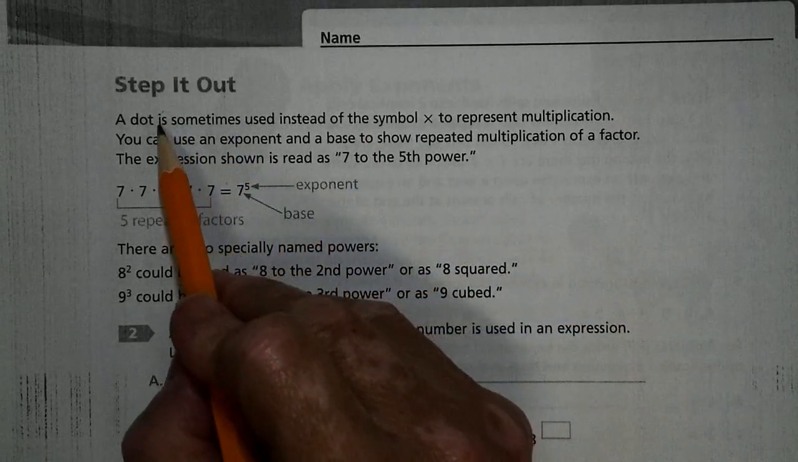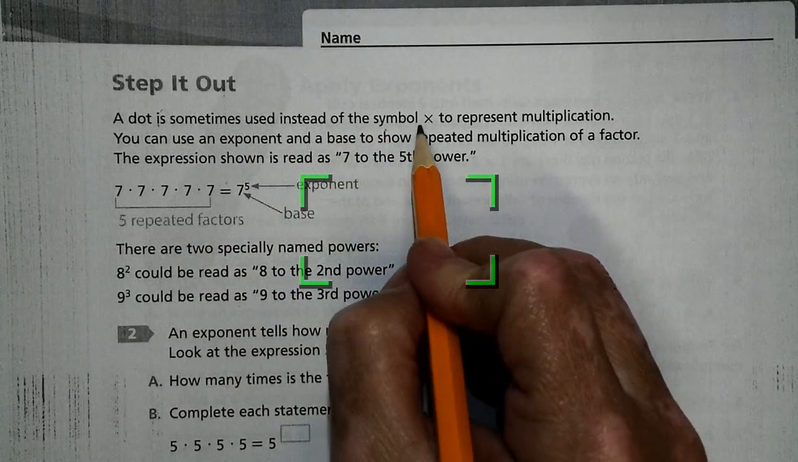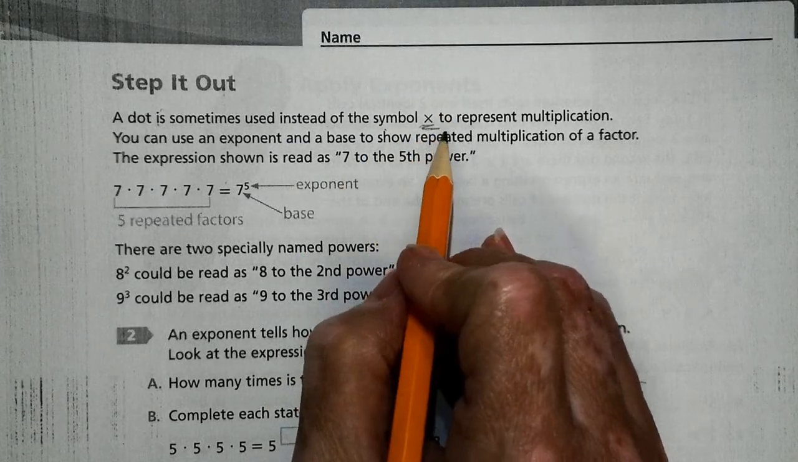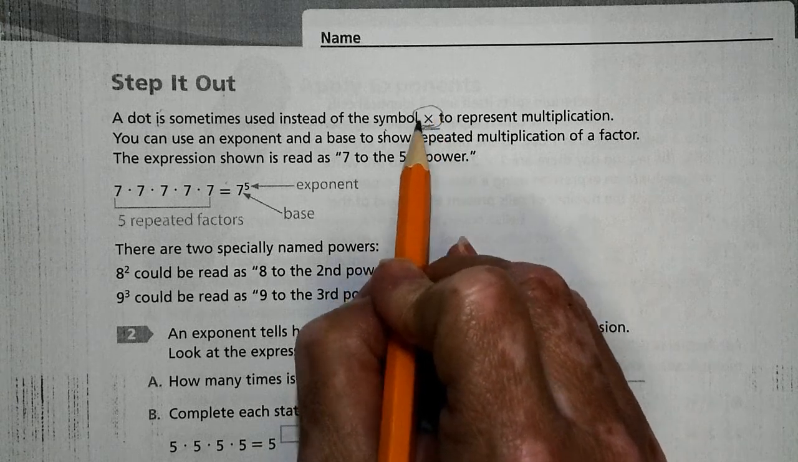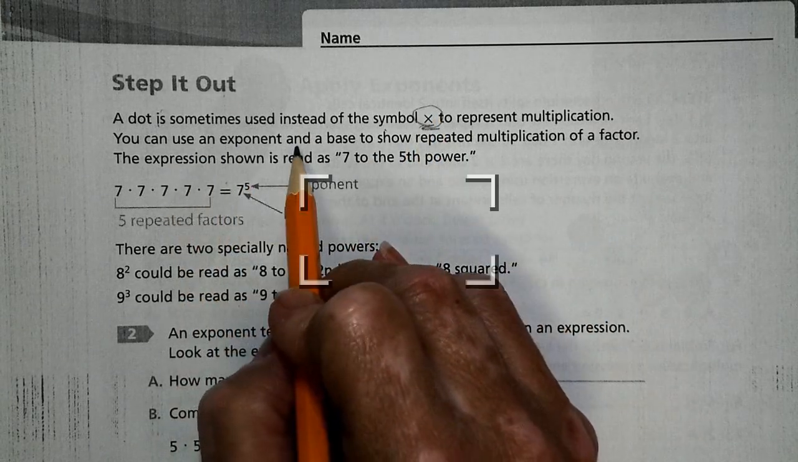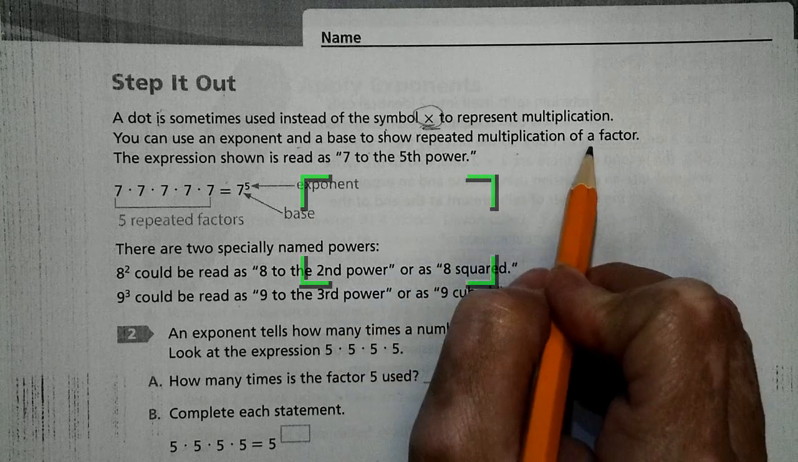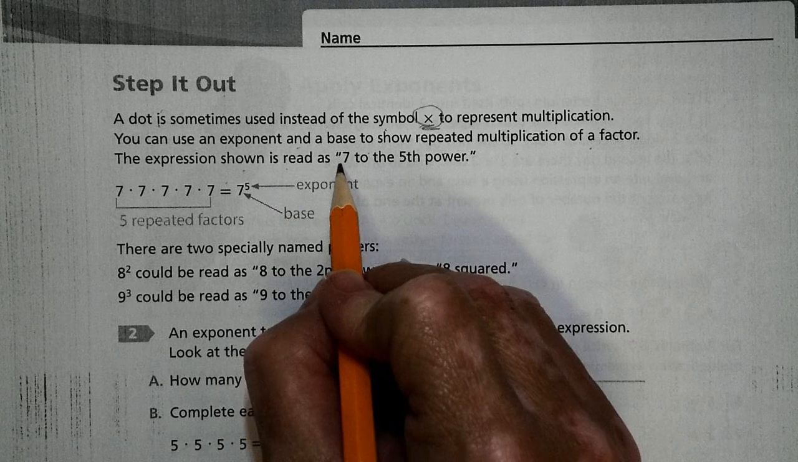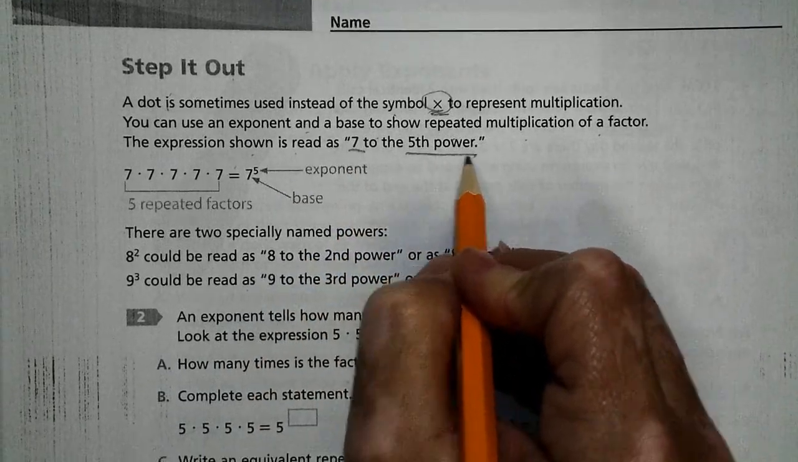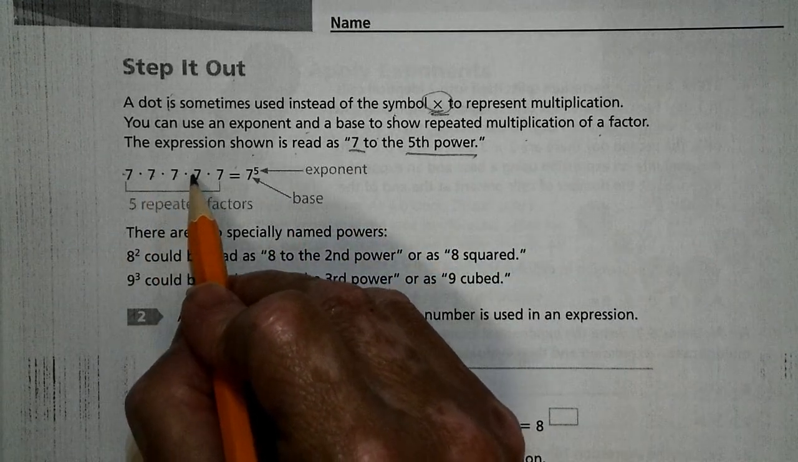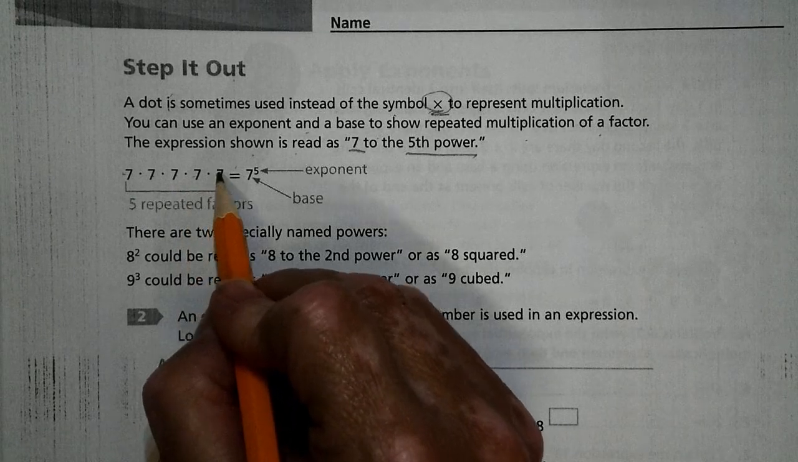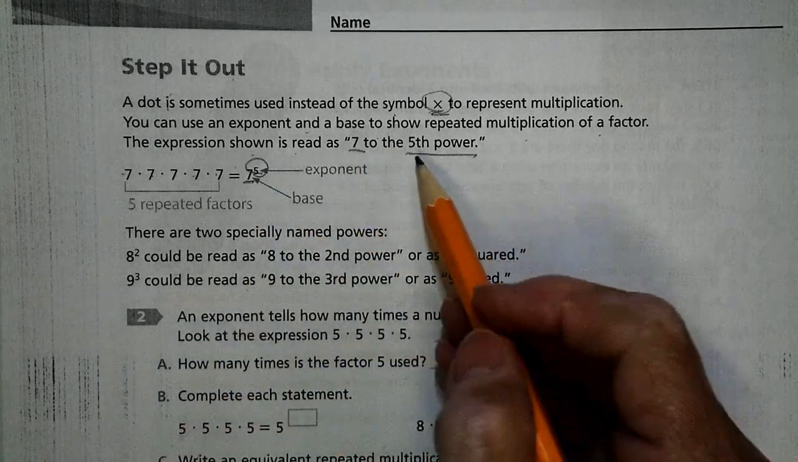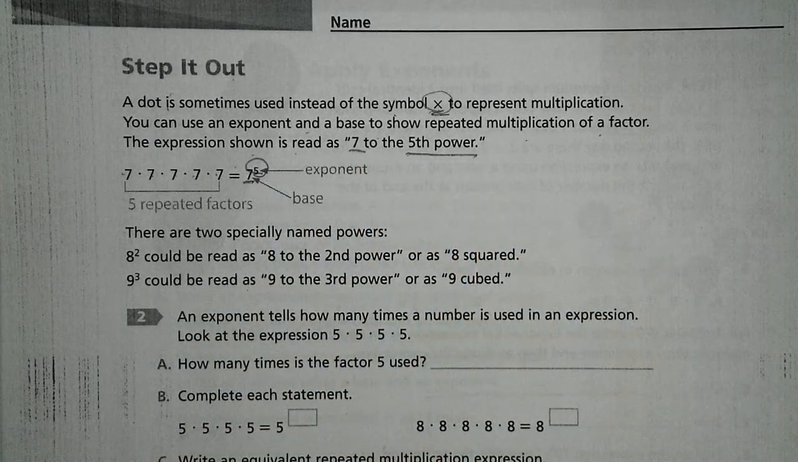All right. So let's look at this one. So it says a dot is sometimes used instead of the symbol X. Remember, I've been saying we need to get rid of using X's for multiplication because they look like a variable. So it says you can use an exponent and a base to show repeated multiplication of a factor. The expression shown is read 7 to the 5th power. So 1, 2, 3, 4, 5. So 7 is the base, 5 is the exponent, and it is read 7 to the 5th power.